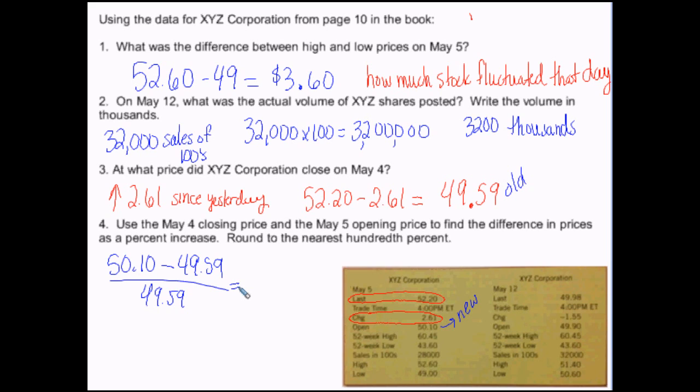Wait, hold on. Use the May 4th closing price and the May 5th opening price. Yeah, that would be a new one, but we're using May 4th closing and May 5th opening. Okay, so the May 5th opening is the new, and the May 4th is the old. And so the difference between those is 51 cents. And we're going to divide that by 49.59.